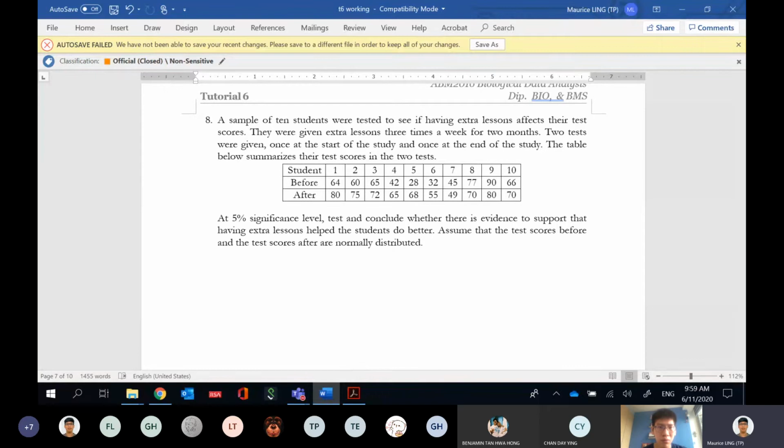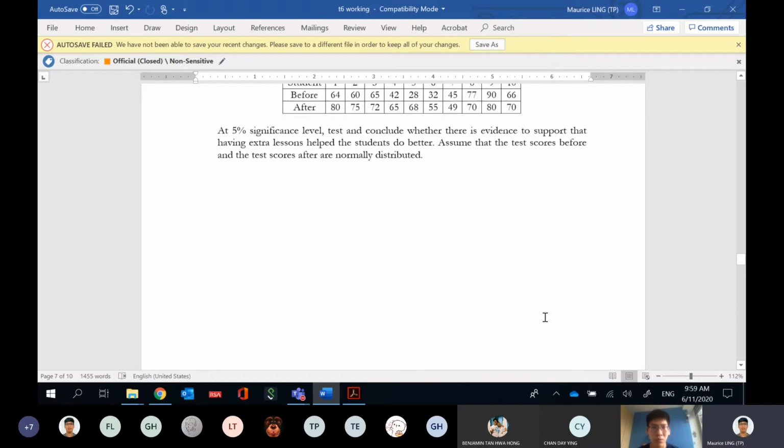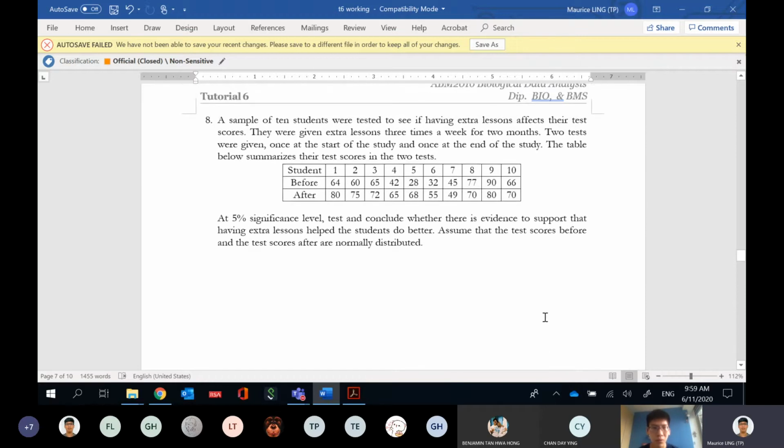Okay, question 8. Let's try somewhere in the middle. Akil, what test do you use for question 8? T-test. Yeah, of course, t-test. Please don't just tell me t-test. Which version of t-test? Paired t-test. All right, paired t-test.